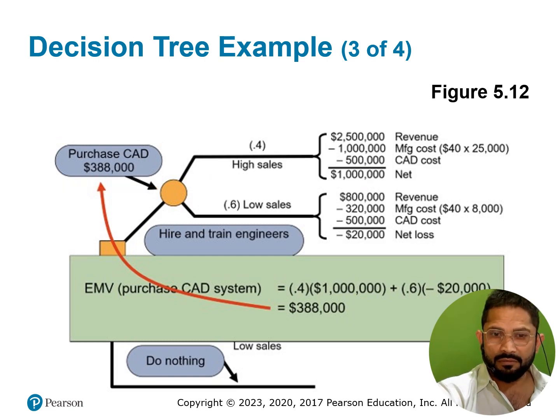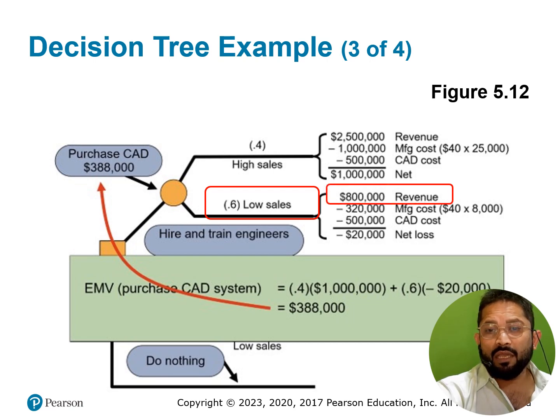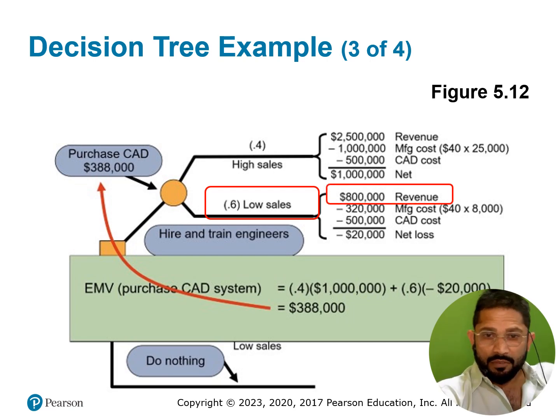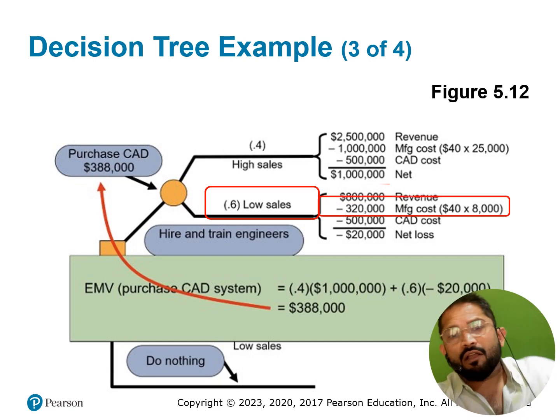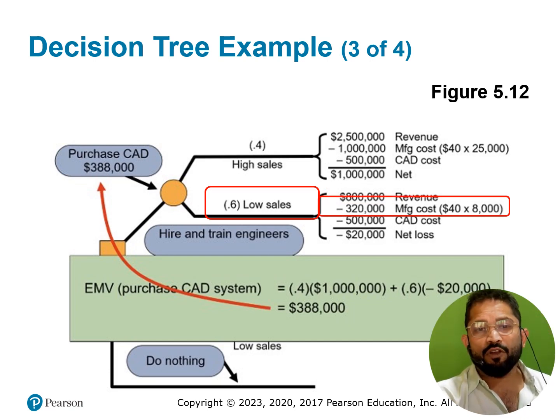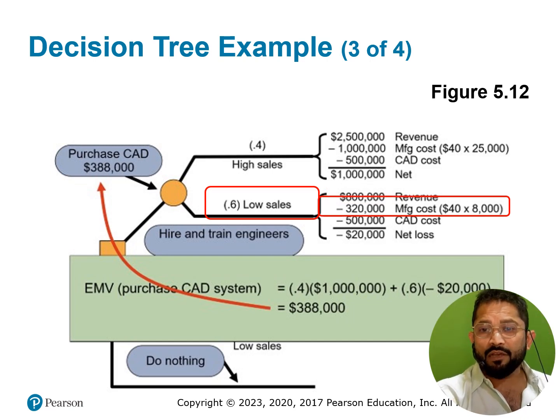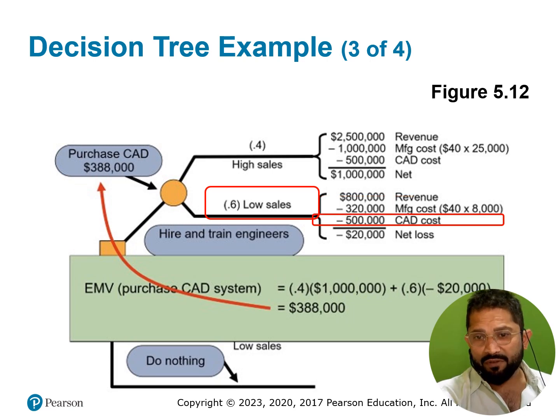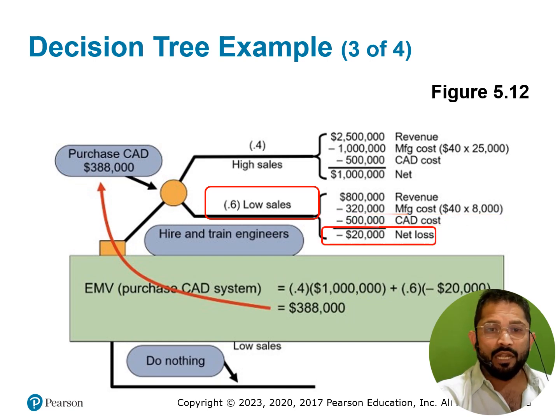If low sales occur, revenue would be $800,000. Manufacturing costs are calculated at $40 per unit for 8,000 units, totaling to $320,000. CAD costs remain the same at $500,000. This scenario would result in a net loss of $20,000.